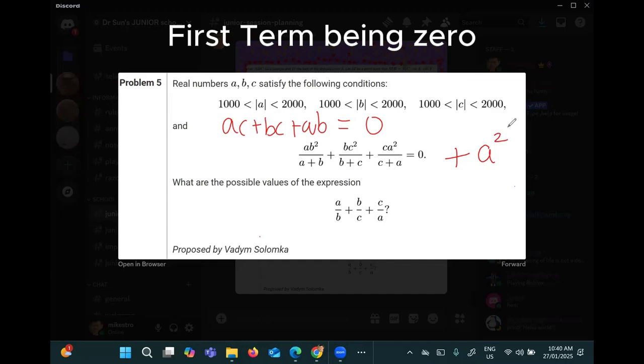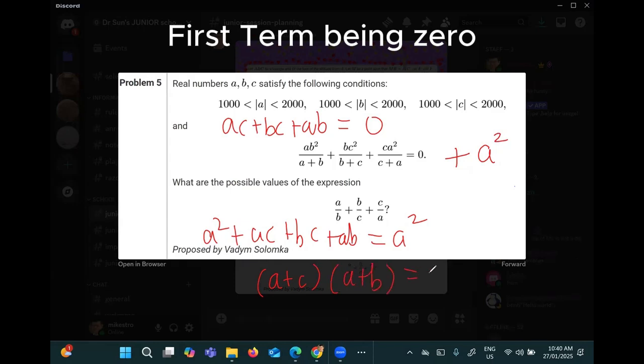If you added a squared to both sides, you get a squared plus AC plus BC plus AB equals a squared, right? Okay. What was the point of adding a squared to both sides? Is that what you did? Is it so that this side is a plus c times a plus b, which equals a squared? Yeah. So what does this tell us? So that's pretty cool, right? Oh, it tells us that a is dividing.